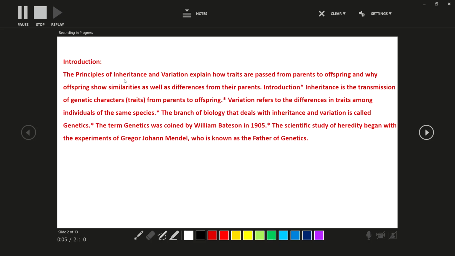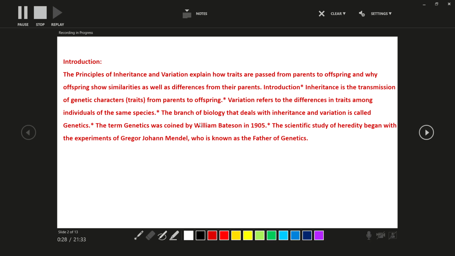The principles of inheritance and variation explain how traits are passed from parents to offspring, why offspring show similarities as well as differences from their parents. Inheritance is the transmission of genetic characters, traits from parents to offspring. Variation refers to the differences in traits among individuals of the same species.